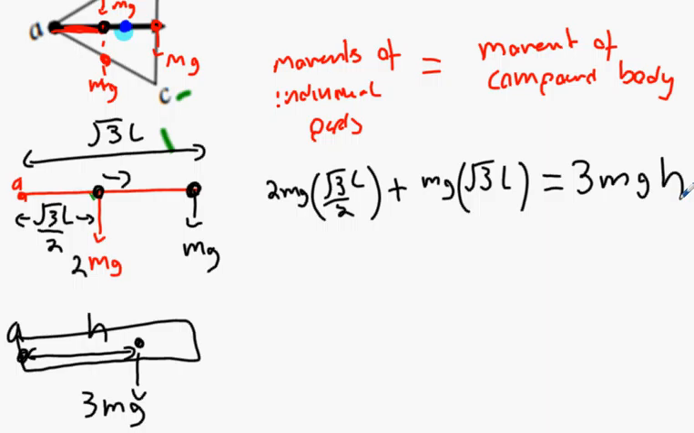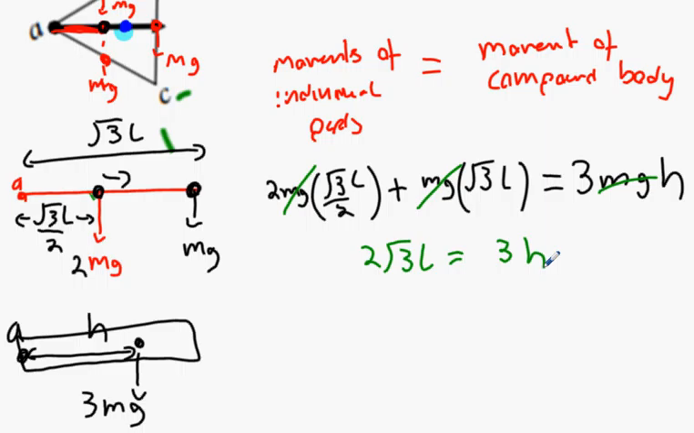Remember, it's force times distance away from the fulcrum from Junior Cert. Now, what you're going to see here, guys, is that the mg's weren't necessary anyway. So you'll see a lot of marking schemes just skip that, but I actually like to understand what I'm actually doing. And what you're going to have here is root 3 L plus root 3 L gives me 2 root 3 L. And that will equal 3h.